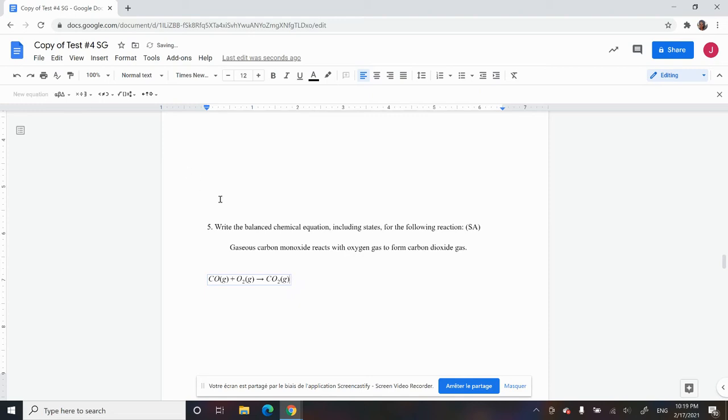Then from here, I need to balance it. I know right away I'm going to need a 2 here and a 2 here. The reason why I knew that was because I knew that the number of oxygens on my left side had to be even. And now I've got 4 oxygens on my left, 4 on my right, 2 carbons, 2 carbons. So this is done.